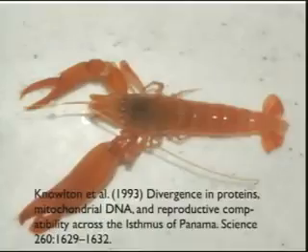Here's an example I wanted to give as well. This is not of a founder event, but more of a vicariance event. So these are a type of shrimp that live in the Pacific and also in the Atlantic Oceans. So they live on both sides of the Isthmus of Panama. Everybody here has heard of the Panama Canal, right? So let me just give you an idea of what we think is going on here.